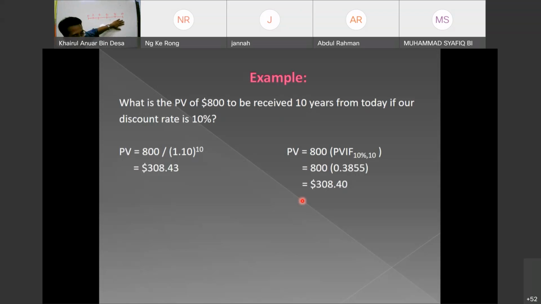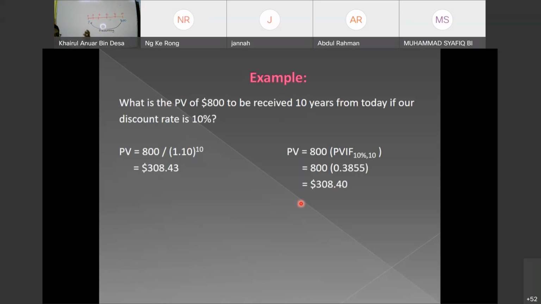So 10 tahun, 10 years. 800 ni ada di sini. 800 is here. Berapa nilainya pada hari ini? Pada tahun kosong. That's why we call it discounting. The process is discounting. Proses ini kita panggil dia discounting.